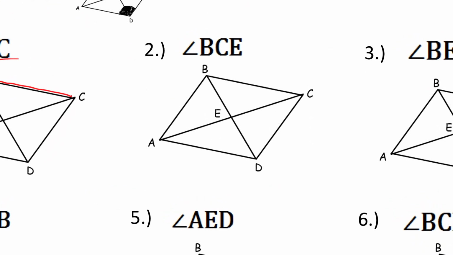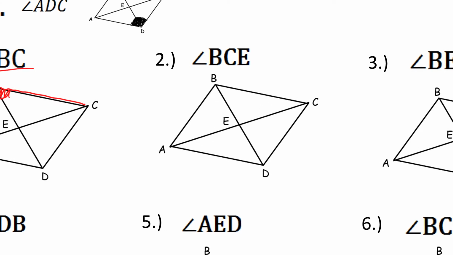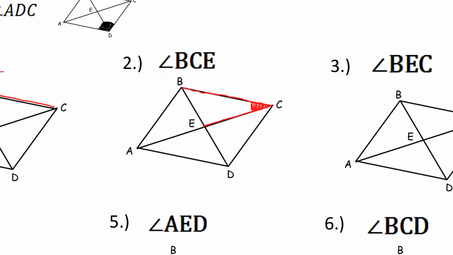Okay, number 2, where's angle BCE at? It's half of the angle of C. Okay, it's half of this angle right here at C. It's this right here. Okay, good. So we have BCE. It's that angle right there.